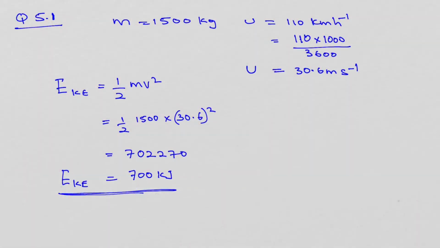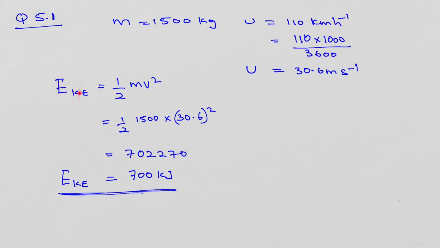Question 5.1. We need to show that the initial kinetic energy of the test vehicle is 700 kilojoules. Well, we know the mass is 1500 kilograms. We know the initial velocity u is 110 kilometers per hour. We need to convert that to meters per second, so we multiply by 1000 to convert it to meters from kilometers, and then divide it by 3600 to convert it to seconds from hours.